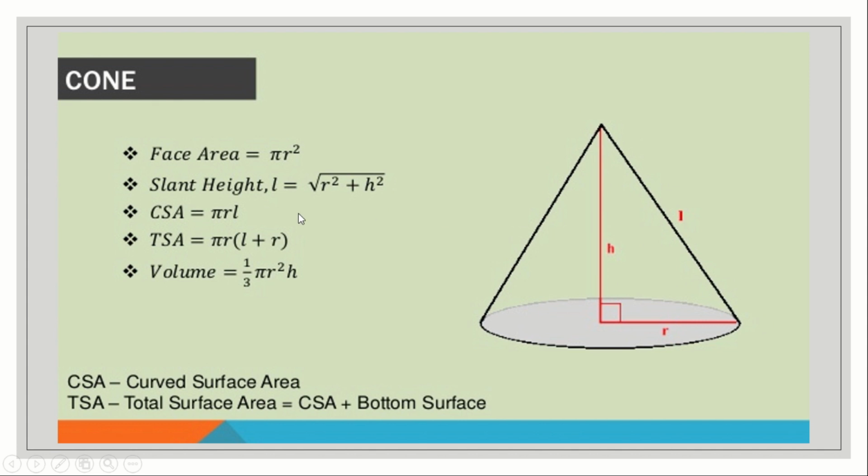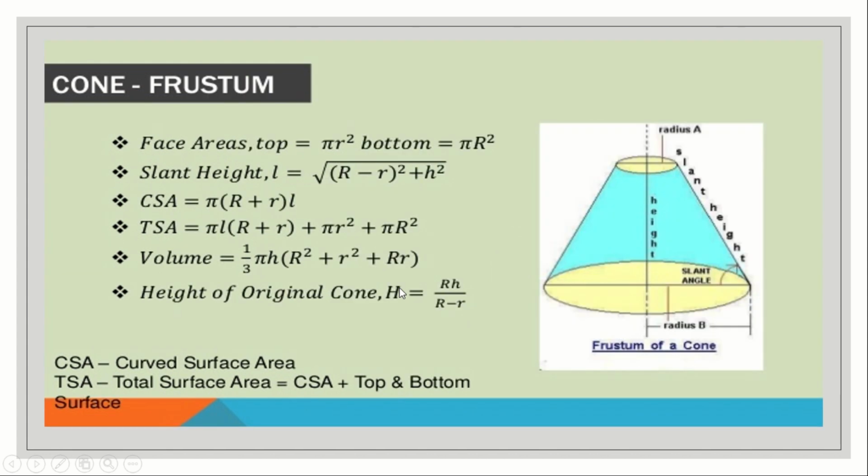So next is CSA, curved surface area. Curved surface area is given by pi r l. Total surface area is given by pi r into (r plus l). Next, volume is 1 by 3 pi r square h.